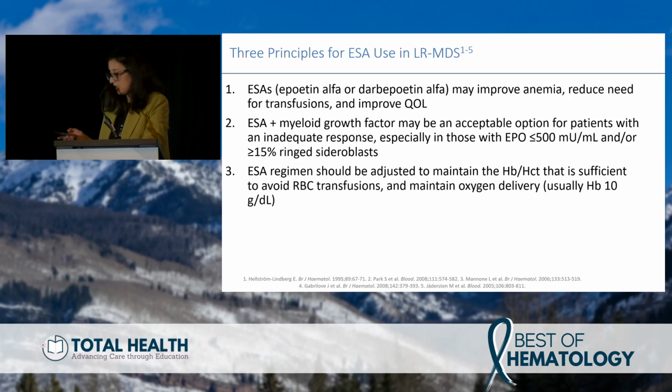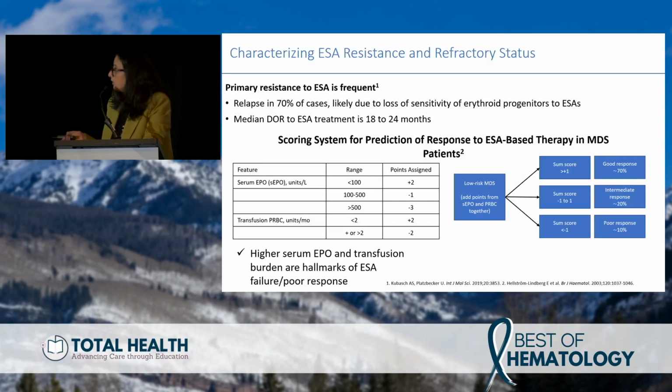In some cases, and I will show you where there is non-responsiveness to just the ESA, you could actually add in a myeloid growth factor, and you may see that patients respond when you do this, especially in those that have lower EPO levels and more than 15% ring sideroblast. And the ESA regimens can definitely be adjusted in terms of dosage to maintain RBC transfusion independence. And so, this German group led by Dr.